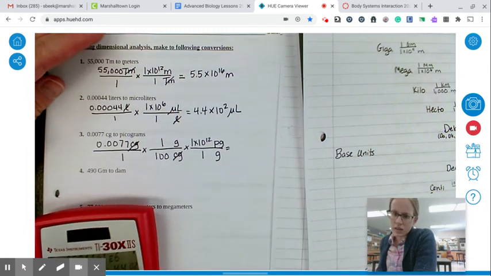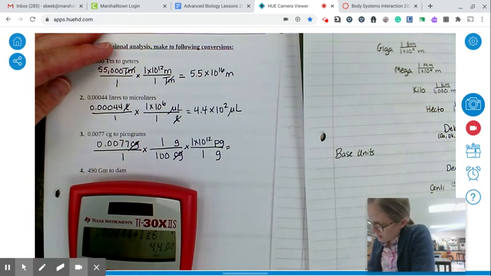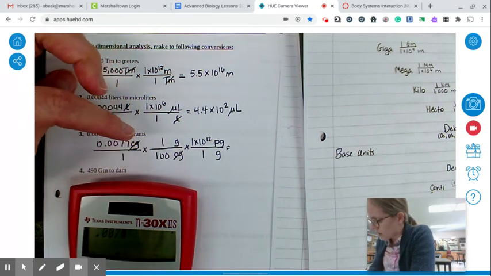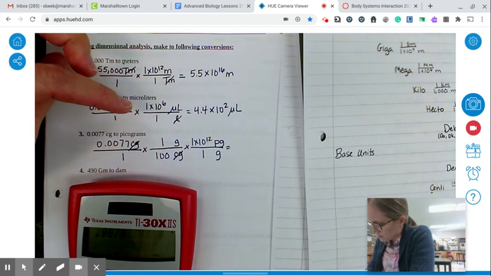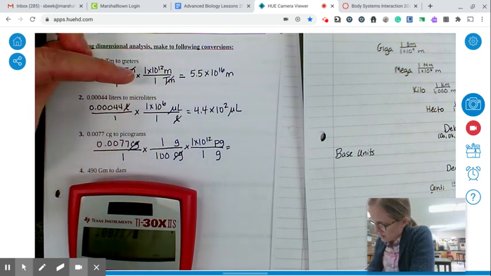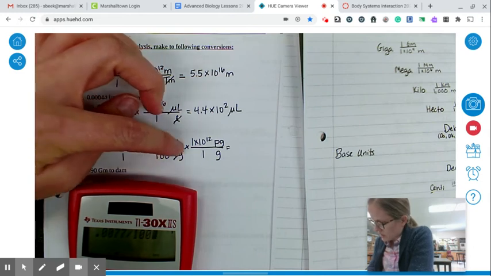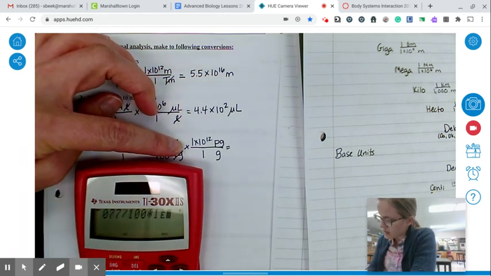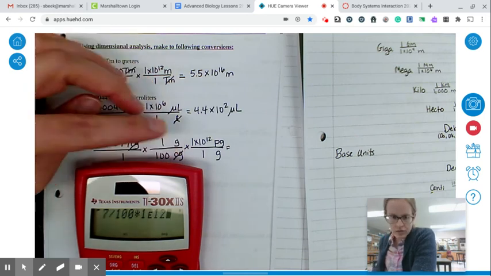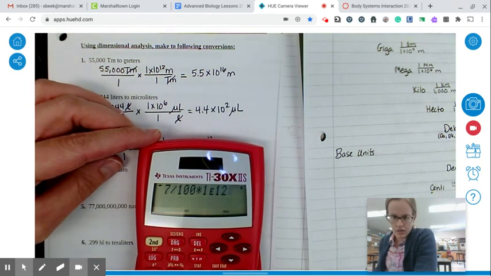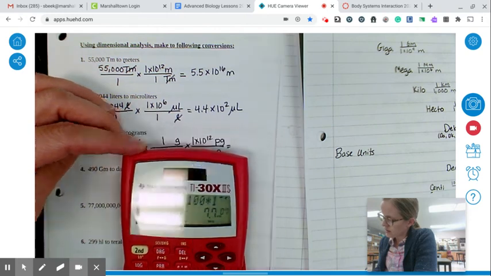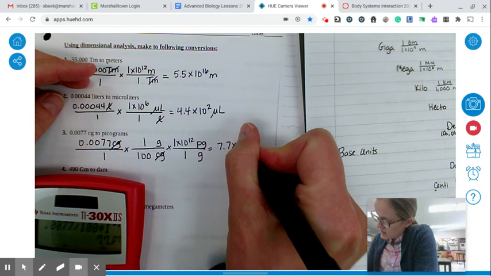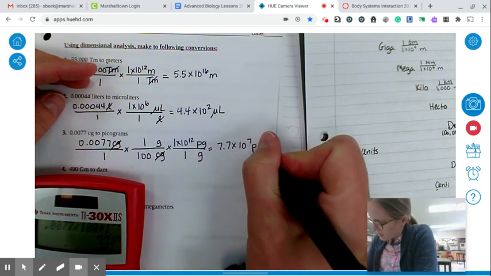When I plug this one in on the calculator, I'm going to divide by the 100 because it's on the bottom. Oops, I forgot a 7. 7 divided by 100, and then times 1, second EE 12, like that. And I get 7.7 times 10 to the 7 picograms.